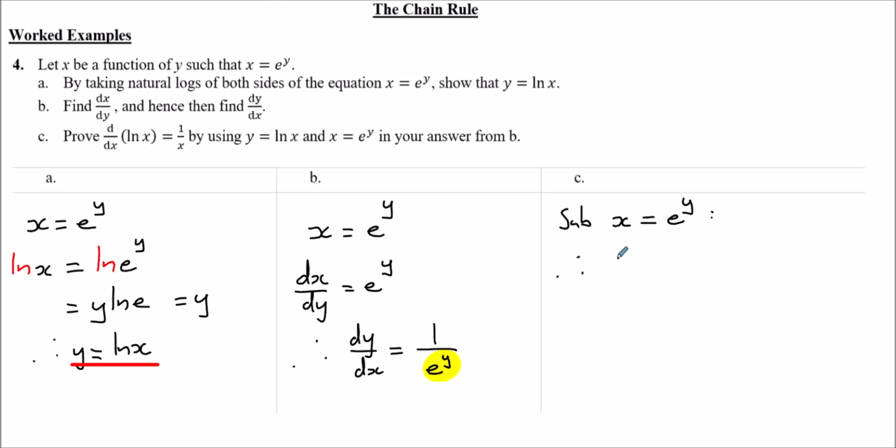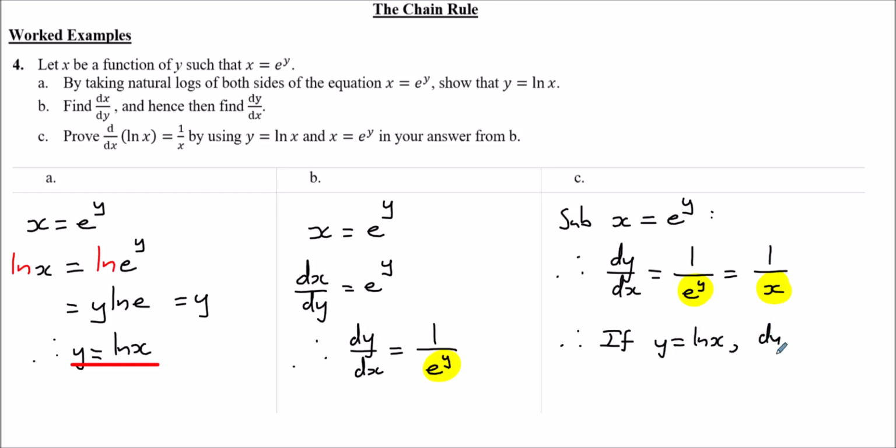So therefore, dy by dx equals 1 over e to the y, but that's the same as 1 over x. So putting it all together, we've got our result. So we said that y was ln x, then we have dy by dx is 1 over x. So therefore, if y is ln of x, dy by dx is 1 over x, and we've proven it.